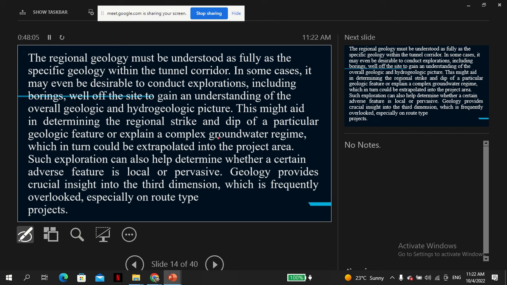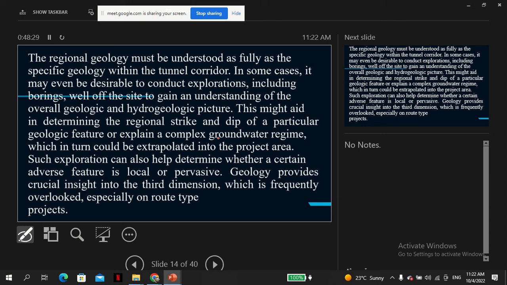This might aid in determining the regional strike and dip of the particular geologic feature, or explain a complex groundwater regime, which in turn could be extrapolated into the project area. Such exploration can also help determine whether a certain adverse feature is local or pervasive.